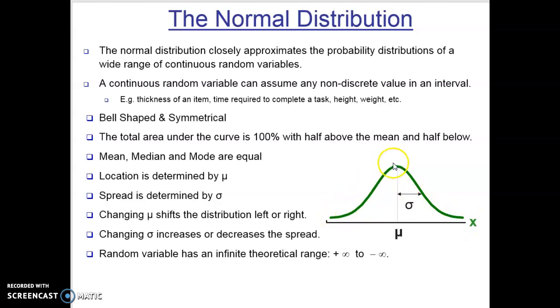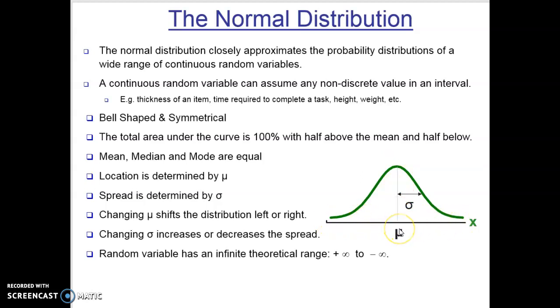The total area under this curve would be 100%, and the mean would equal the median, and that would equal the mode. It all three align. And that would separate the bell curve into halves. So half of our data would be above the mean and half would be below.